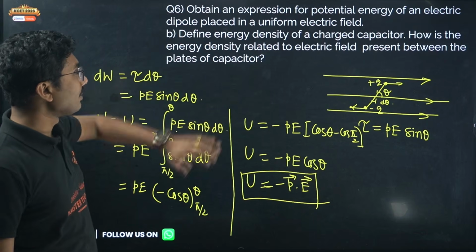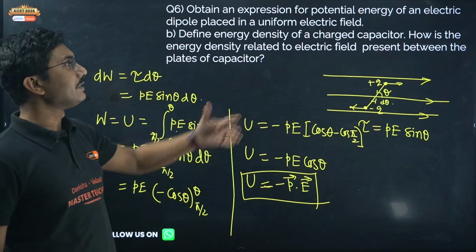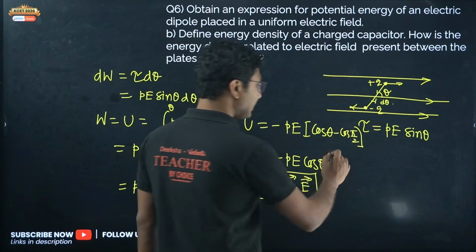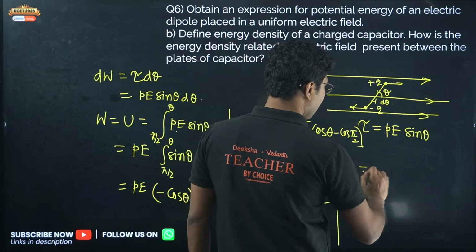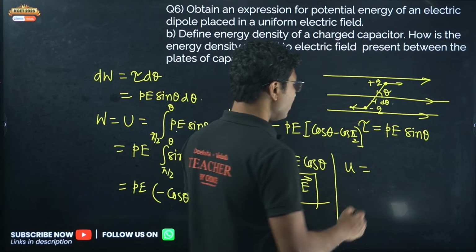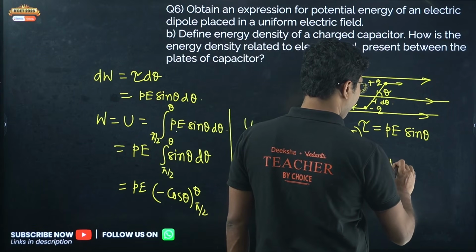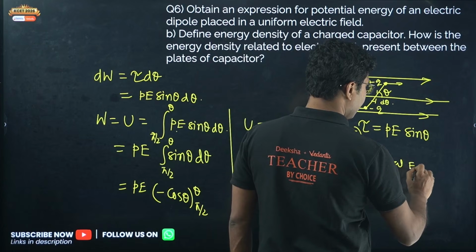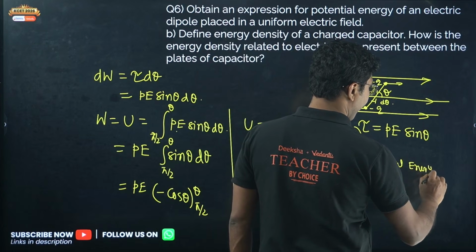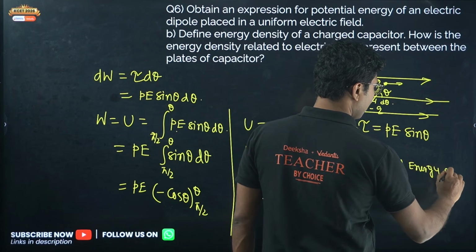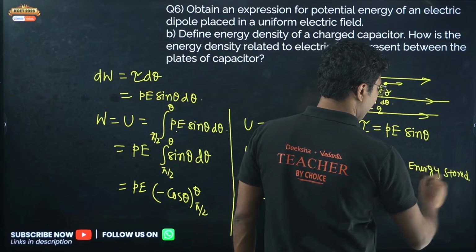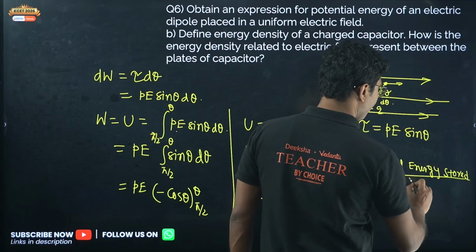Now what about the second part? Define the energy density of the capacitor. So energy density is given by total energy stored in a capacitor divided by the volume.